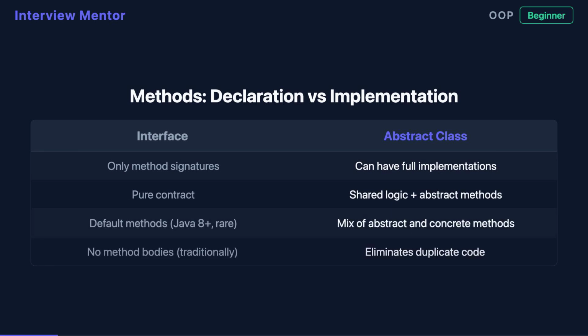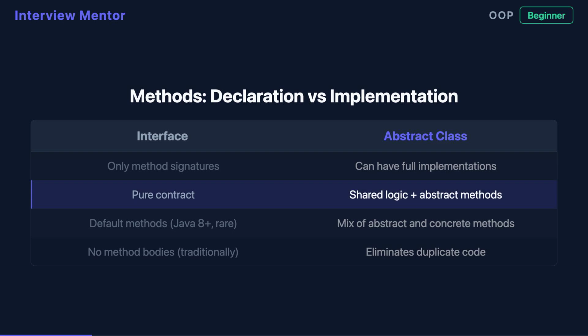First, method implementation. An interface traditionally only declares method signatures. It's a pure contract. You say what methods must exist, but not how they work. Modern languages like Java and C# added default methods, but they're the exception, not the rule.